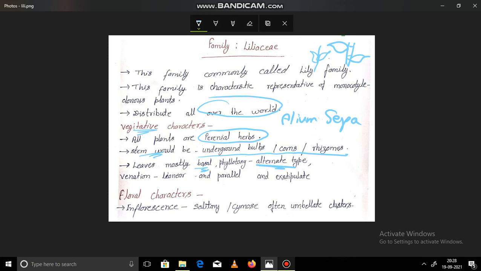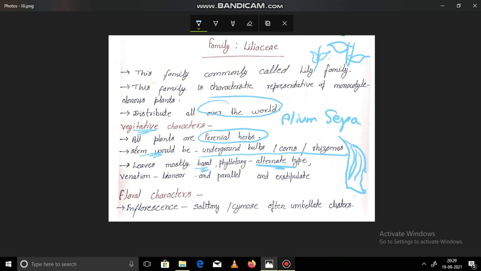When you look at the leaves, the veins are parallelly venated. You have parallel venation. If you look into the leaves, you will see parallel venation like this. Instead of a normal leaf, you can see parallel venation, and the leaves are exstipulate. So that's related to the leaf.